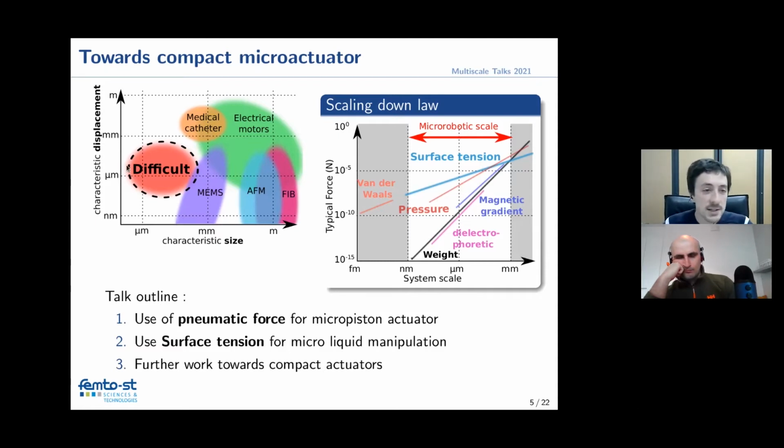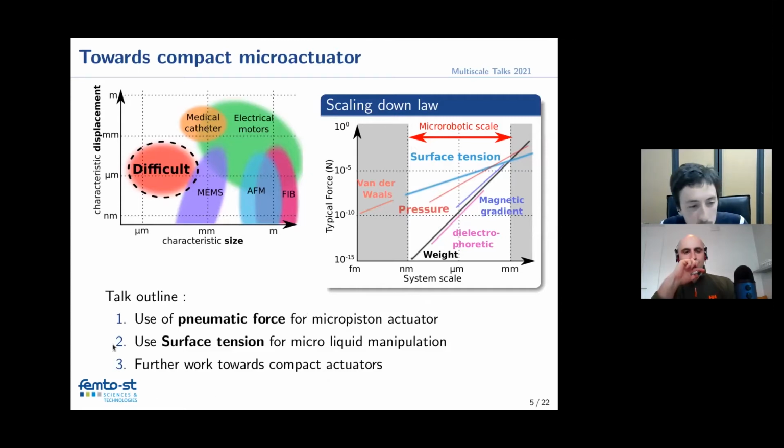So to succeed in this and to have high force on this actuator, it's important again to come back to scaling laws, and to take advantage of physical effects that are quite important at low scale. It's particularly the case of surface tension and pressure: because pressure has a square dependency on the dimension and surface tension a linear dependency, they scale really nicely and become predominant at the micro scale.